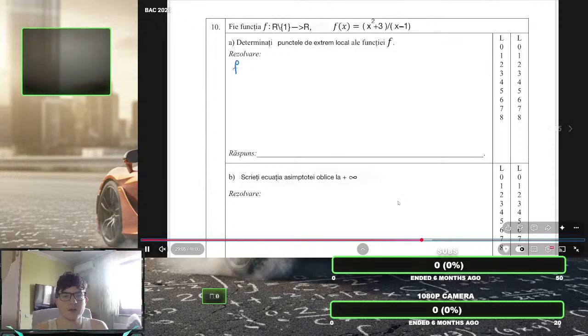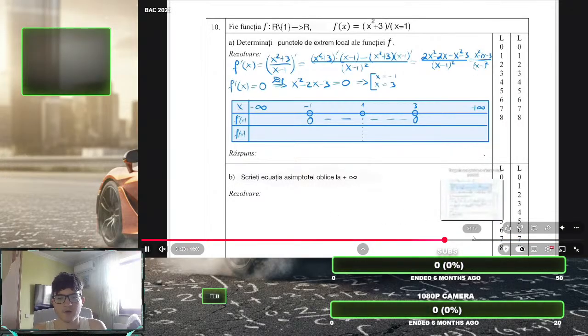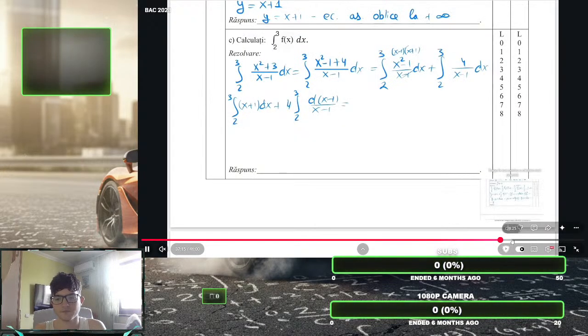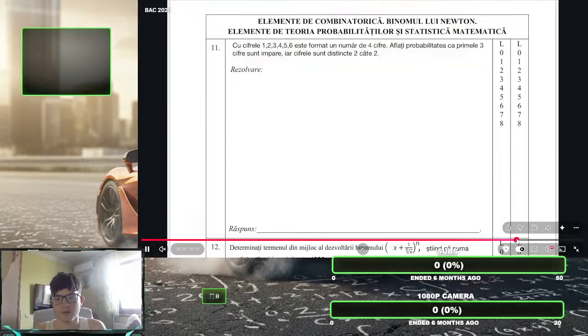Okay, so now this exercise 10, limits, whatever. So you see it's complicated. I'm not a math geek, so I'm just going to skip this, obviously. Okay, now probability, let's go.